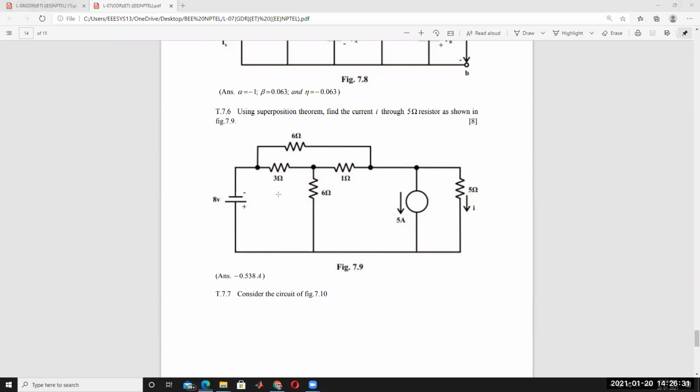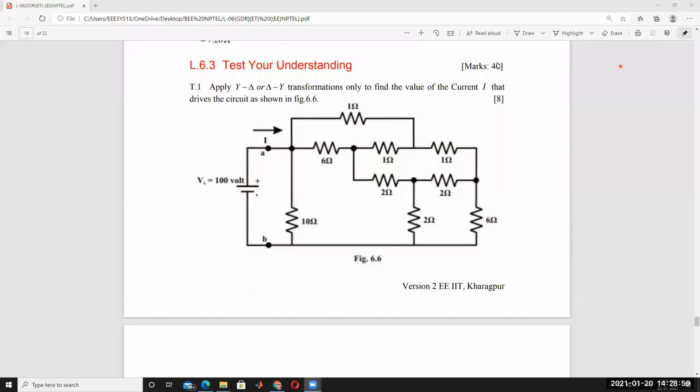So here one element is this delta, and in between one element, and in between then one element. After converting star to delta, here one resistor, here one resistor, here one resistor. Here this resistor and this resistor are parallel, so simplify. You will get this easily after conversion. So apply star to delta or delta to star transformation only to find the value of current I that drives the circuit shown like this.